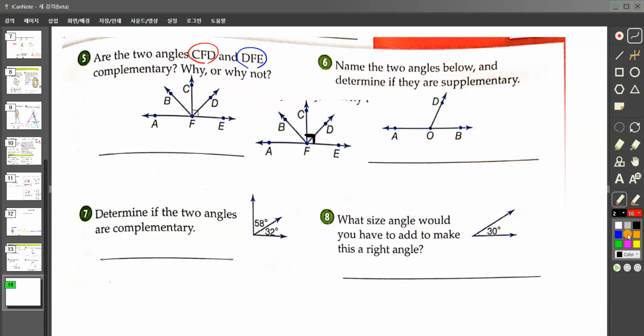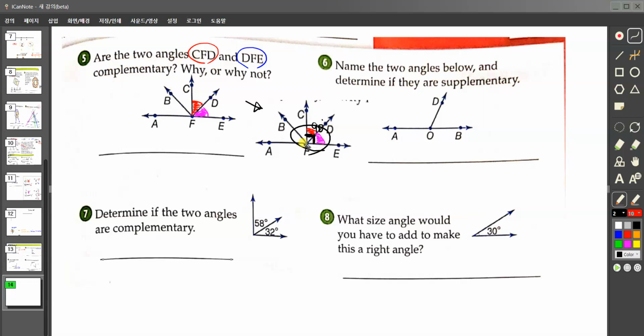Since the figure has that kind of symbol, we can say that CFE is 90 degrees. The red one and the pink one together make up CFE. So are these complementary? Yes, right. Are these two angles complementary? Yes, right.